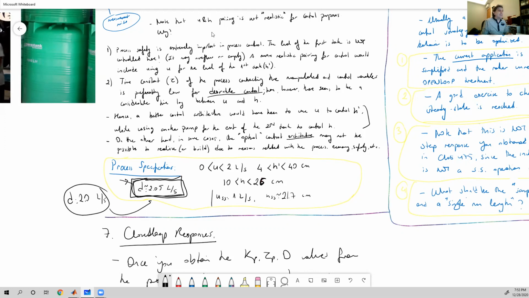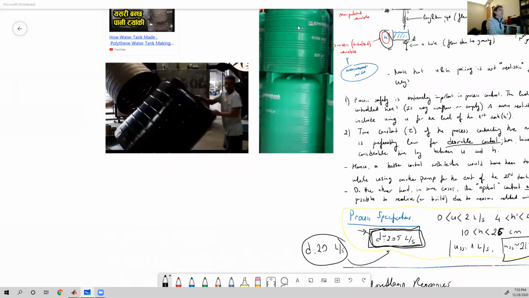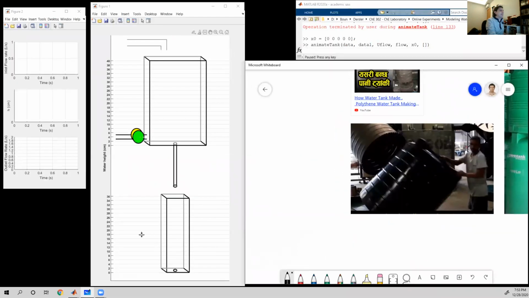We would like to run the process at a steady state value of 21.7 centimeters. What do I mean by that? I'm talking about this second tank here. We are going to run this process somewhere here, 21.7 centimeters, somewhere between 20 and 22, very close to 22.